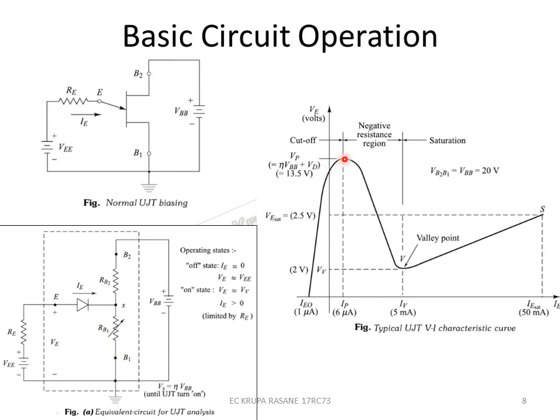So what you will find in this region after V peak is that the voltage goes on decreasing, but the current will increase. Till what time? Till you reach a valley point, and we call it IV. That is, this emitter current will go on increasing till a saturation value, that is the valley point or IV value.